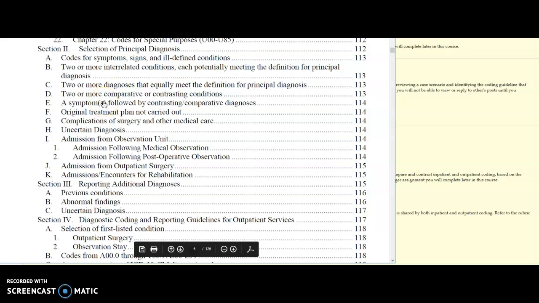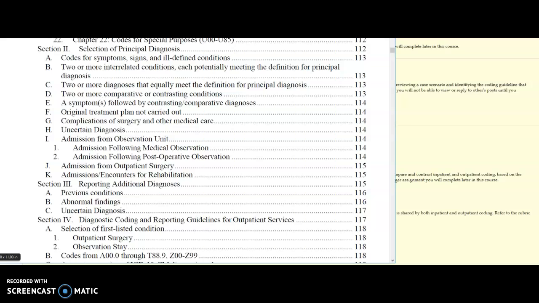So for the assignment, you're going to look at section 2 and section 3, which are related to your inpatient guidelines. Section 4 is related to your outpatient guidelines. So what you're going to do is find a characteristic that is shared by both of them, and then one that is only specific to outpatient, and then three that are specific to only inpatient.